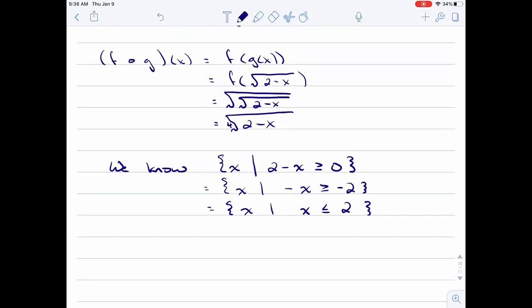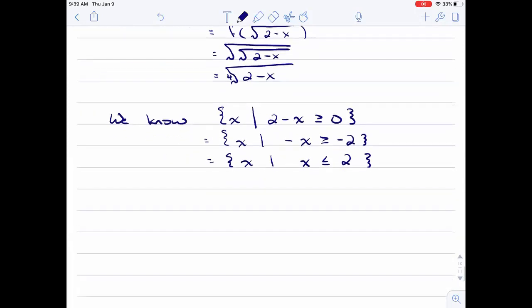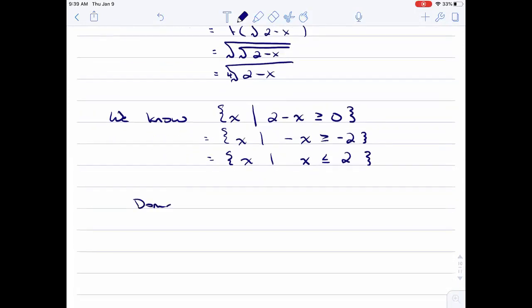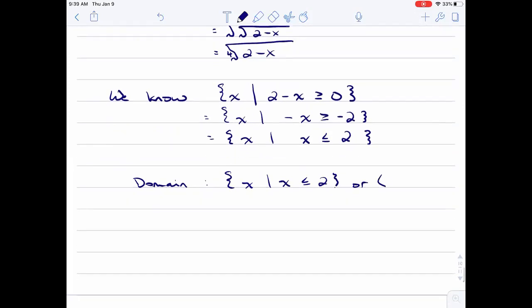g of x had the same domain, right? And so because 2 minus x has to be greater than or equal to 0, x has to be less than 2 to make it positive. Because 2 minus 3 is too big, it makes it negative. So they have the same domain, and so our domain is the set of x such that x is less than or equal to 2, or if you prefer, negative infinity up to and including 2.